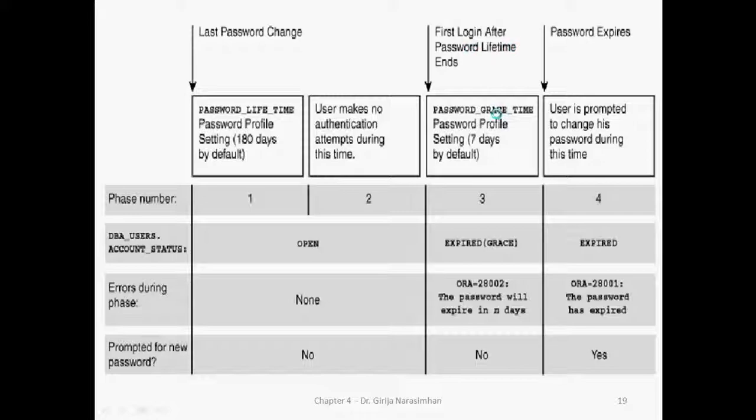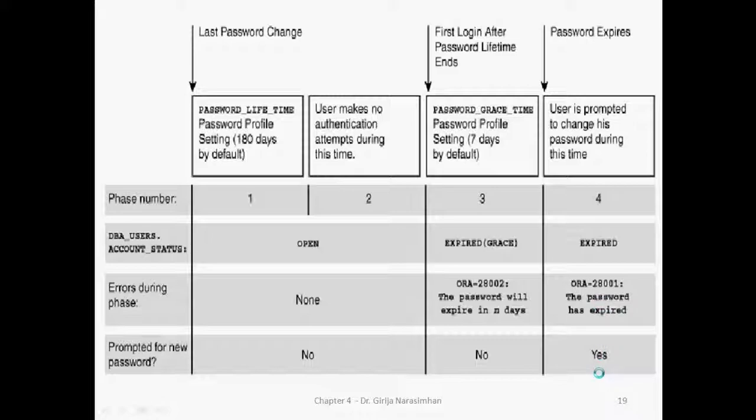Now you see the first login. That time the grace time starts. The password grace time period is starting. This is phase 3. The expiry warning error will come. What is the error number? 28002. With that error, it won't ask for a new password. When the password expires, 28001 will come and it will ask for the new password.